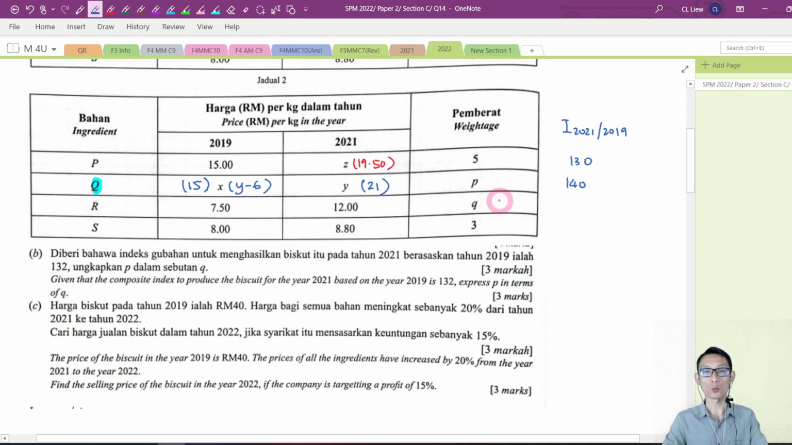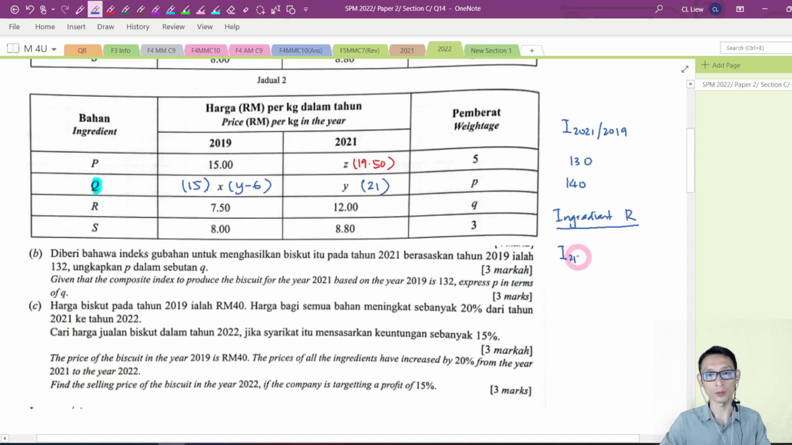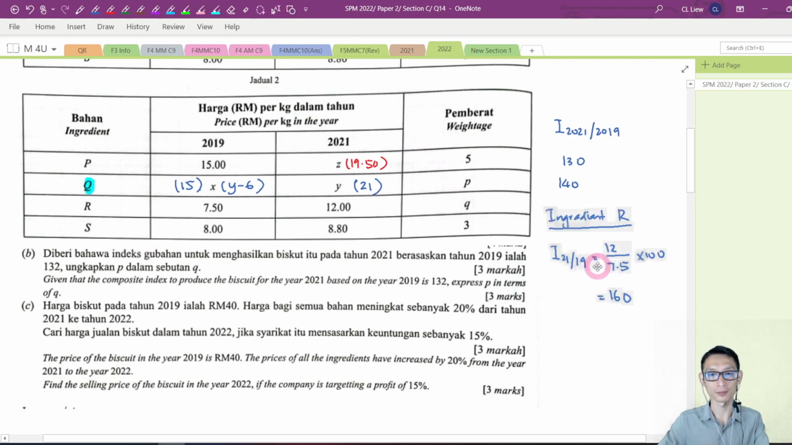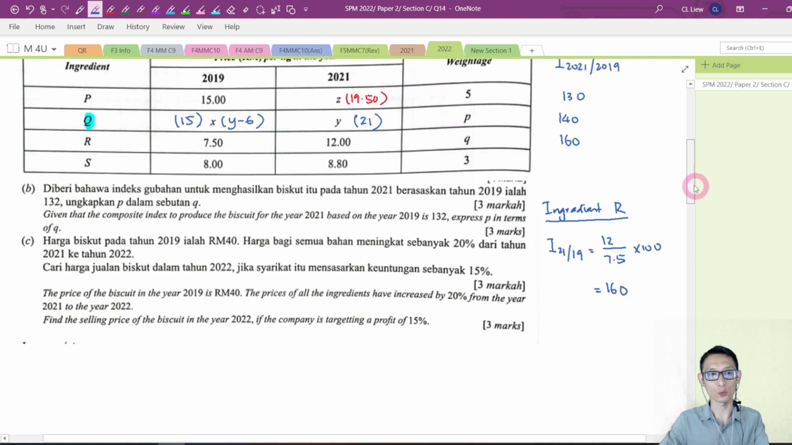But for these two we don't have the price index, so we need to find it ourselves. For ingredient R, the price index 2021 based on 2019 is equal to 12 over 7.5 times 100. Just press your calculator. It's equal to 160. So this is for ingredient R. Okay, let's go to the last one, which is ingredient S.